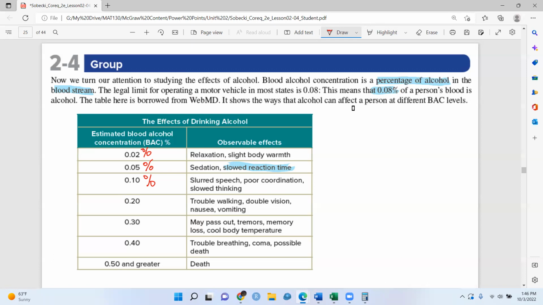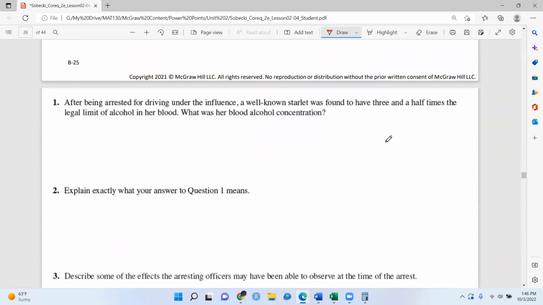Okay, so we're going to use this scale to interpret our results. So apparently when this author wrote this, some Hollywood starlet had 3.5 times the legal limit of alcohol in her blood. I think he's referring to Lindsay Lohan. I think that happened to her, but it could be.